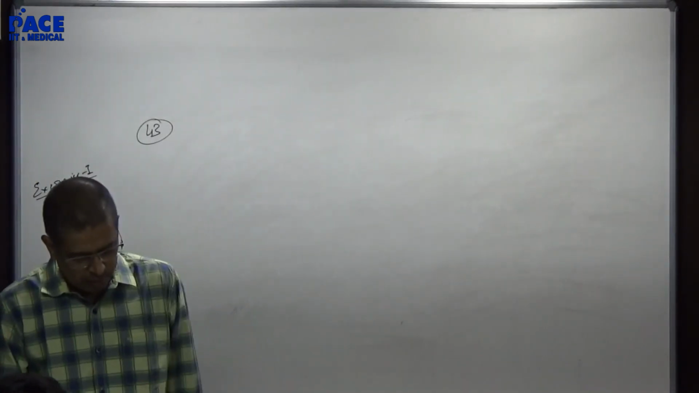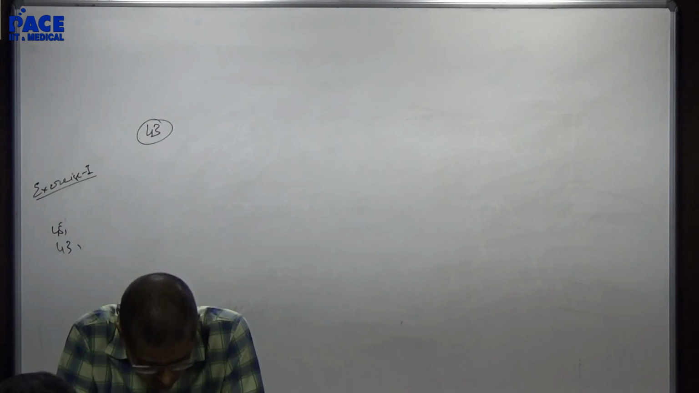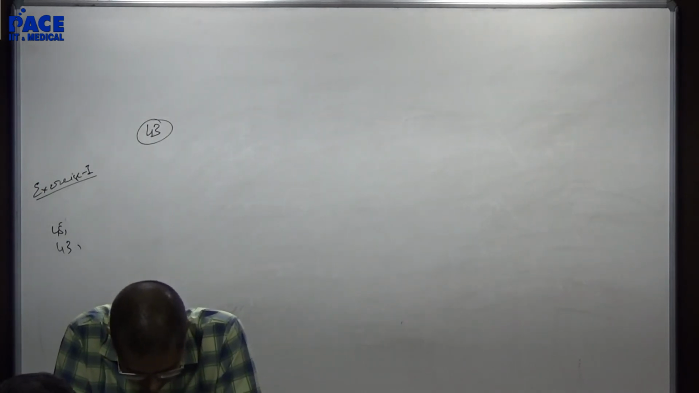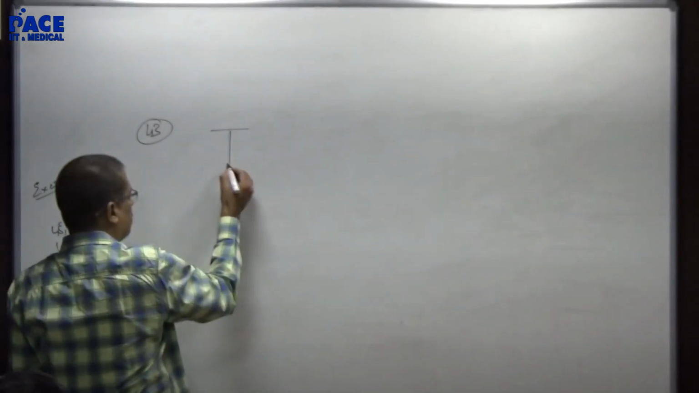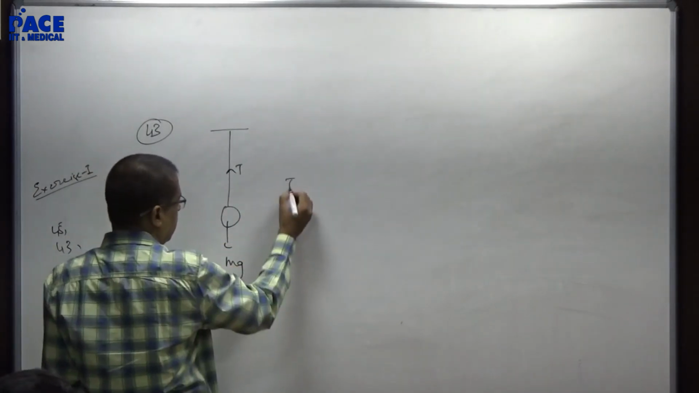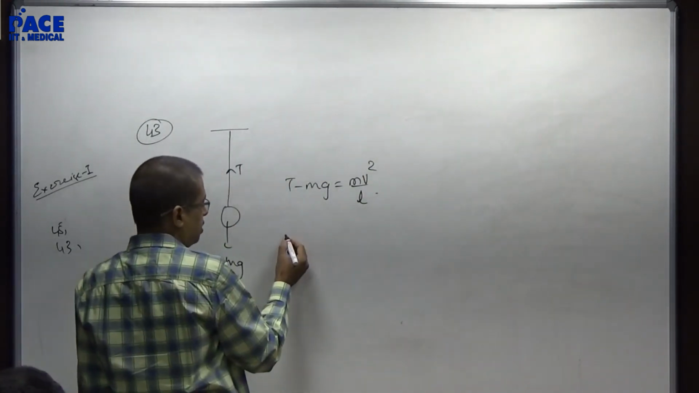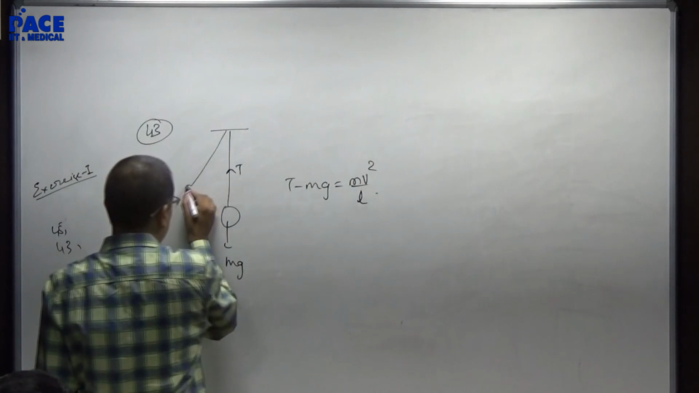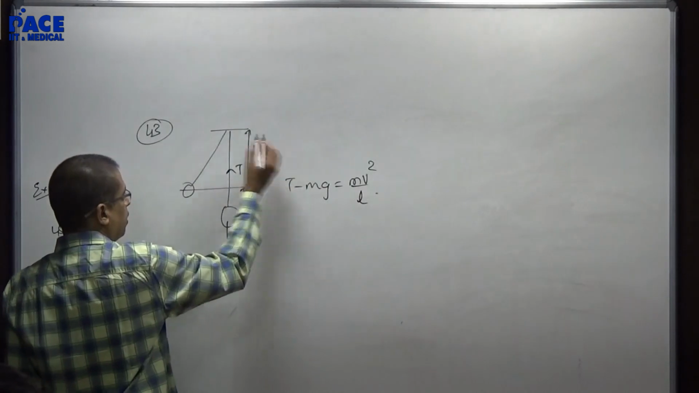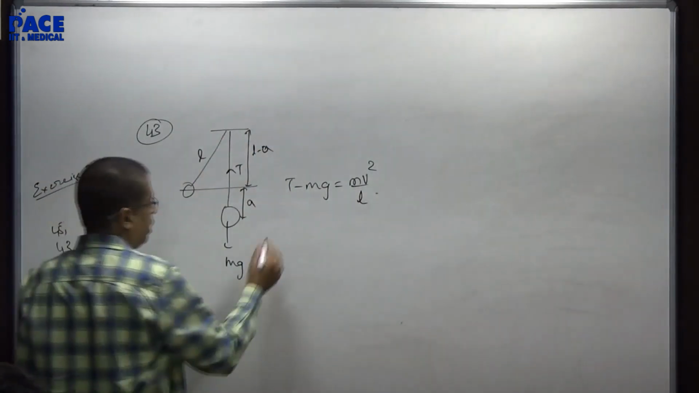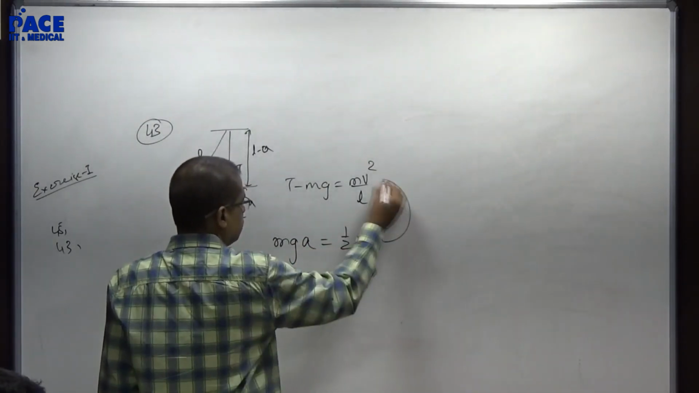Okay. 43. Simple pendulum, length L and mass M of the bob vibrating in amplitude A. Then the maximum tension in the string. Maximum tension in the string will come when the bob is at the lowermost point. T minus mg is equal to mv square by L. Loss in potential energy is gain in kinetic energy. Amplitude, he is saying this is A. Right? This will be L minus A. This will be L. Loss in potential energy mga is equal to half m v square. This V you substitute here.